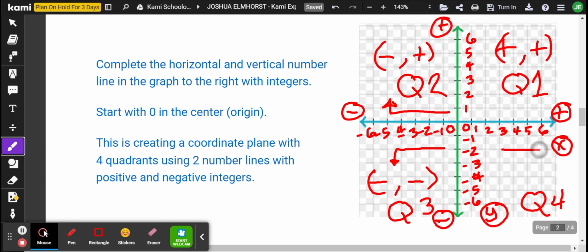Now this one's going to go right and down. Right is positive, down is negative. So that will identify any time whether you have positive or negative numbers on a coordinate plane as to which quadrant you will be in.